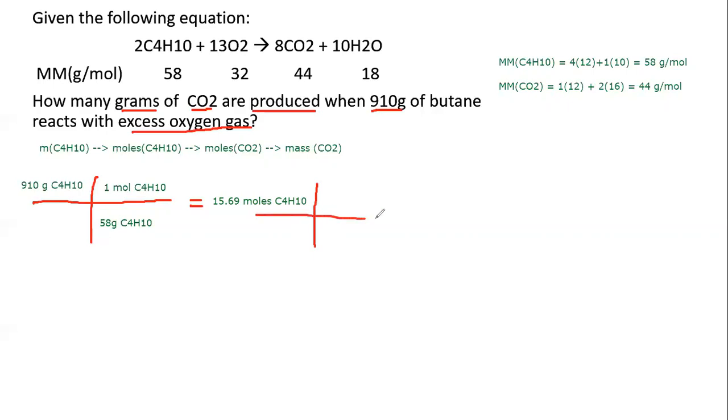So to do that, we need the mole ratio. From the equation, we know that 2 moles of butane produces 8 moles of CO2. Since we're starting with butane and we want to go to CO2, in the ratio, CO2 is on top and butane is on the bottom. So it's 8 moles of CO2 are produced by every 2 moles of butane. So butane goes on the bottom and CO2 goes on top.